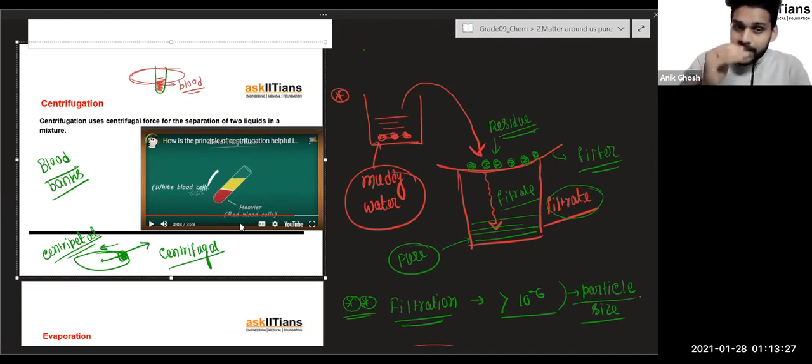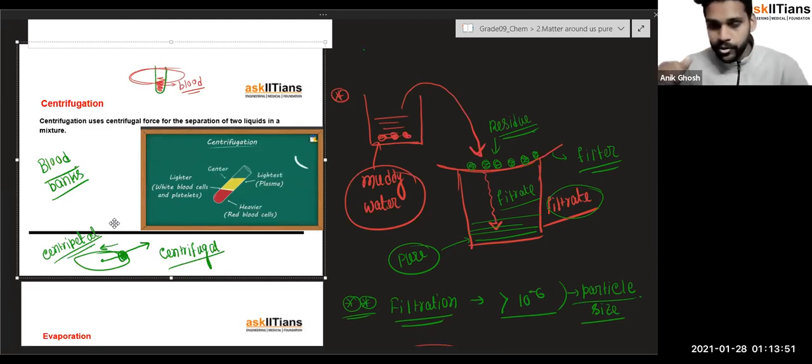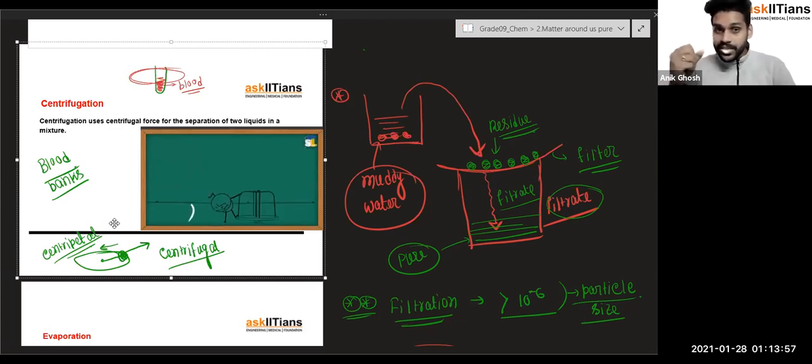And the white blood cells are in the middle. So you can just look at this white line over here. That is the white blood cells. And there is the plasma. The lightest part is on the top. Plasma is the lightest, so it is in the top position. Thus the components of blood get separated by the principle of centrifugation.